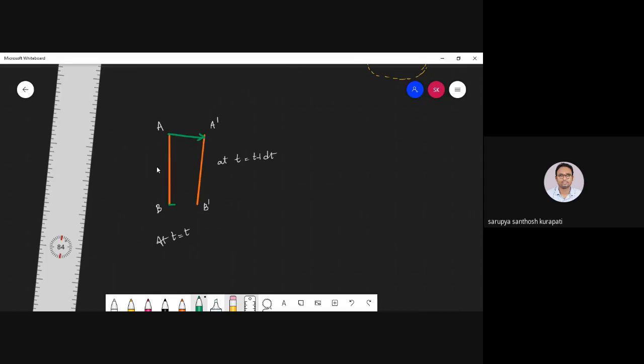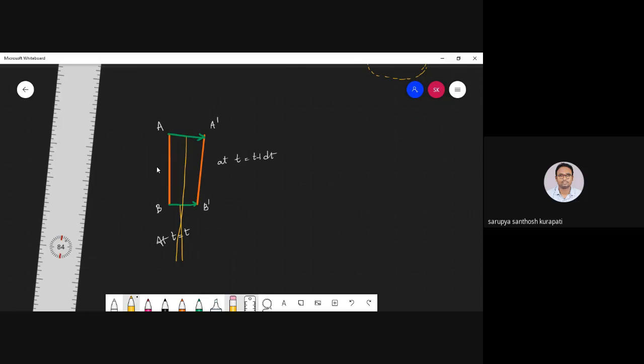Why I'm joining is that the position has changed from A to A dash, and from position B to B dash. So what I'm going to do is draw perpendicular lines now, with respect to B to B dash. So this may be the perpendicular line. And also I'm going to draw a perpendicular line with respect to A dash. Now these two perpendicular lines are going to join at one point.